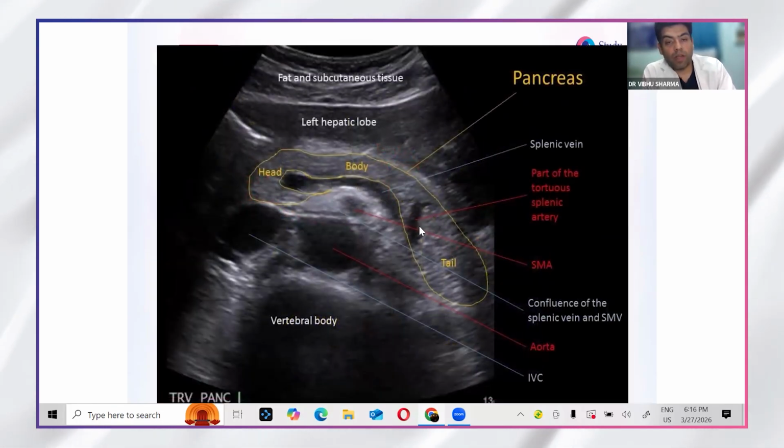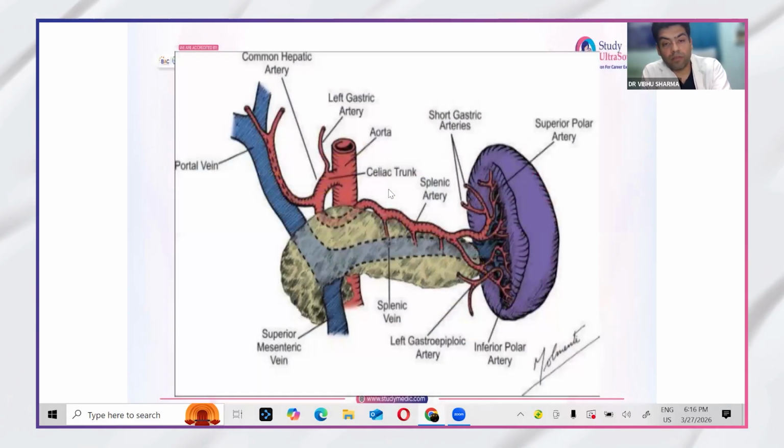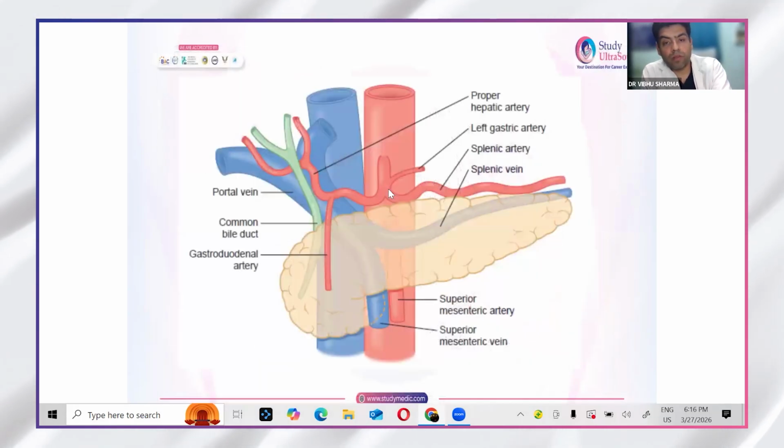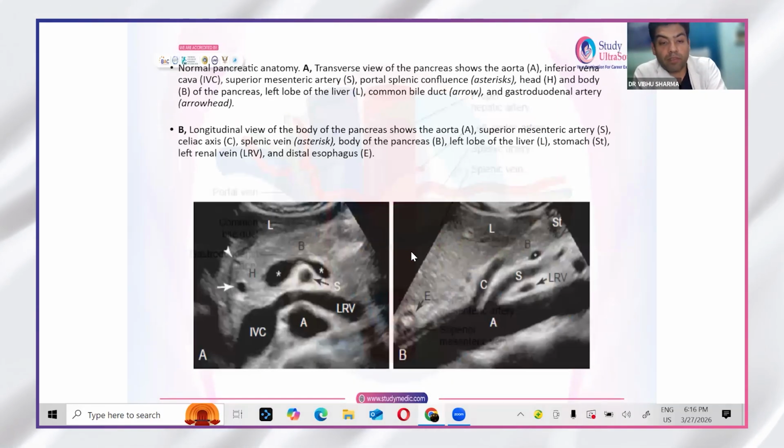This is again head, body, tail. You can see the splenic artery. This is the superior mesenteric artery, aorta, IVC, left hepatic lobe, and splenic vein, which is inferior to the body of the pancreas. So again, these images are just showing the same thing, how to localize the pancreas.